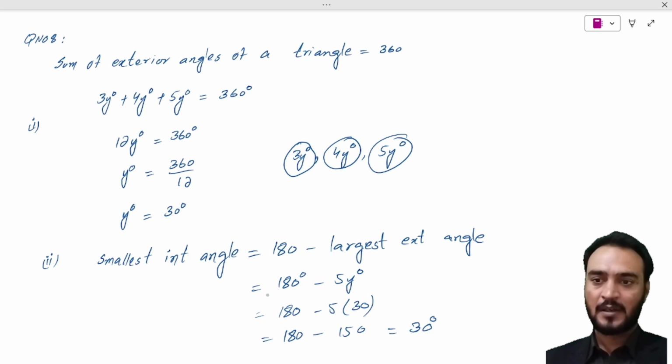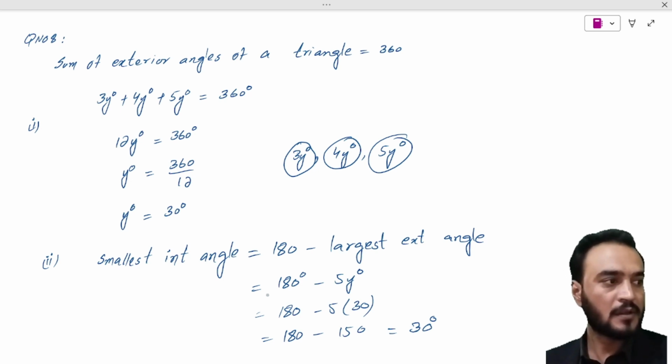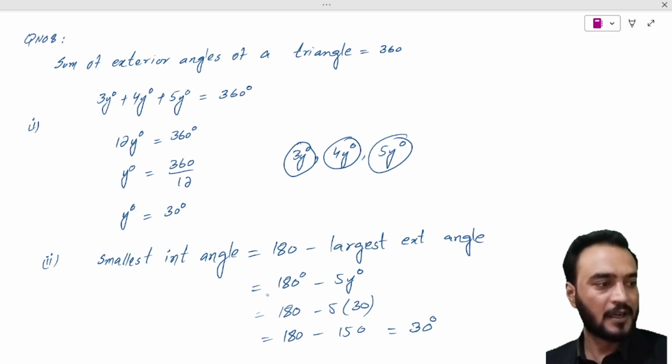So this was question number 8, and with question number 8, I end the lecture for today. In my next lecture, I will solve question number 9 to question number 15.